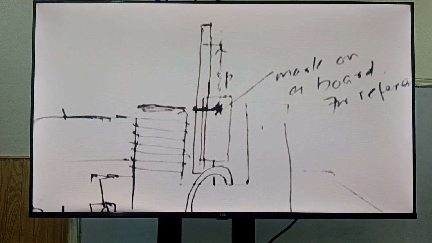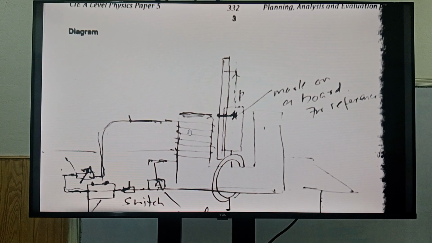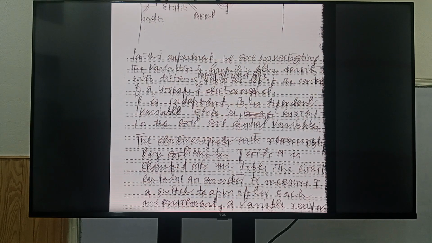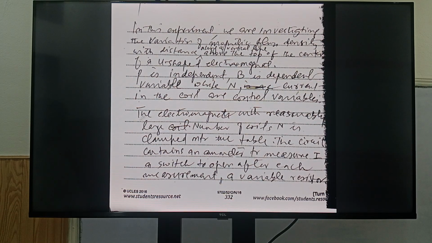So P is one of those variables. All this is now detailed here in this description, which is called the method of data collection. The electromagnet with the reasonably large number of coils N is clamped onto the table. The circuit contains an ammeter to measure I and a switch to open after each measurement.